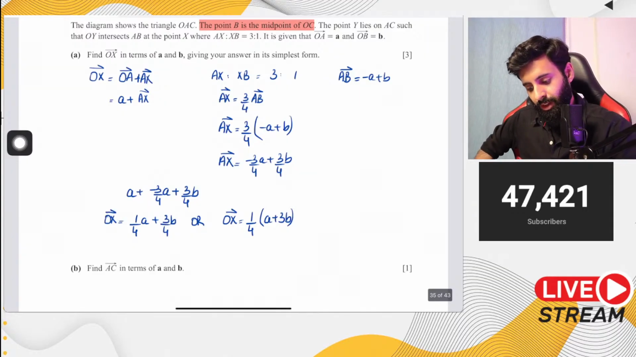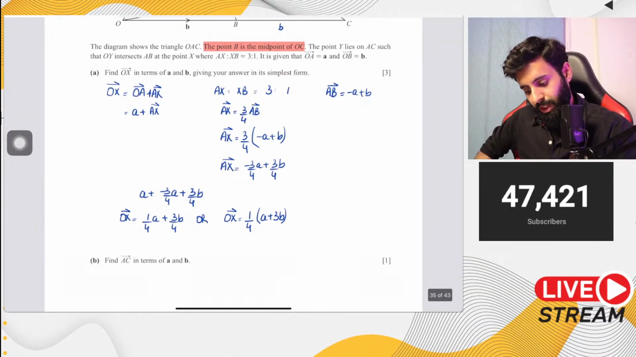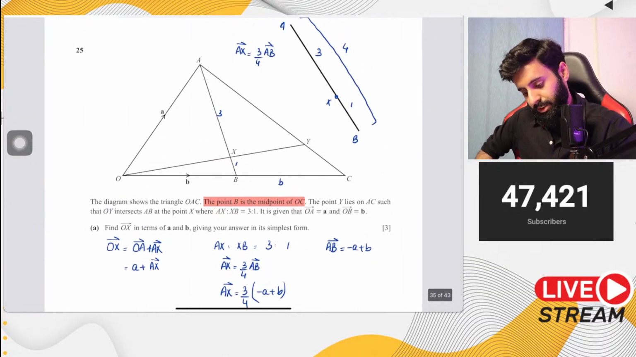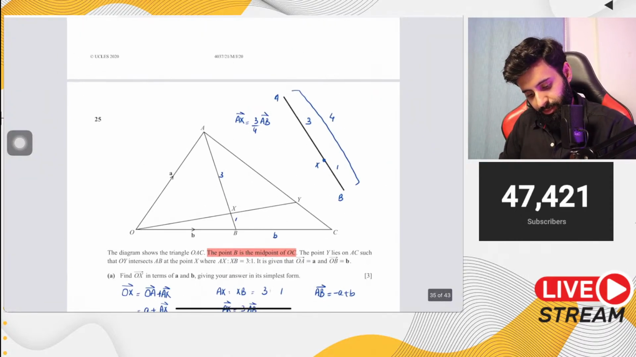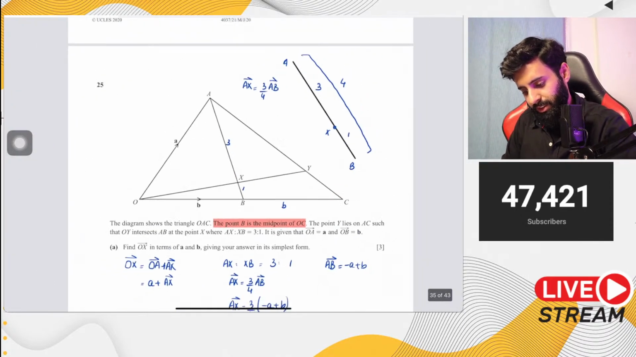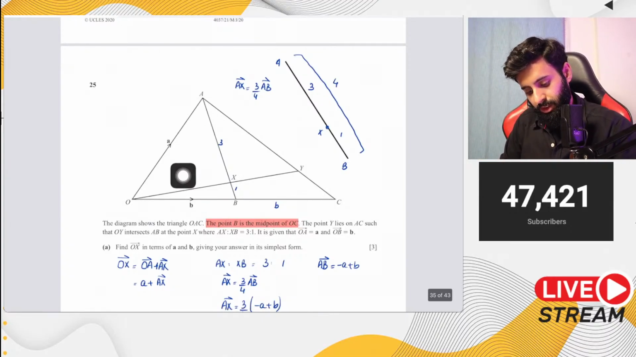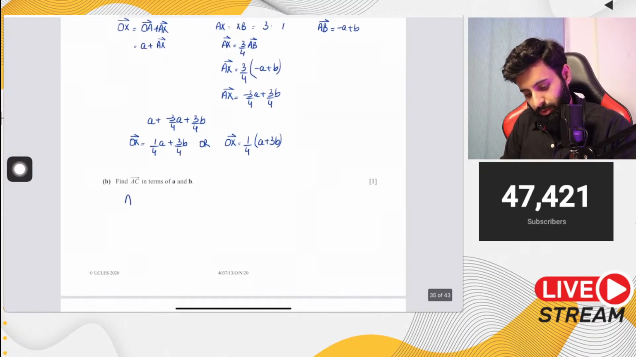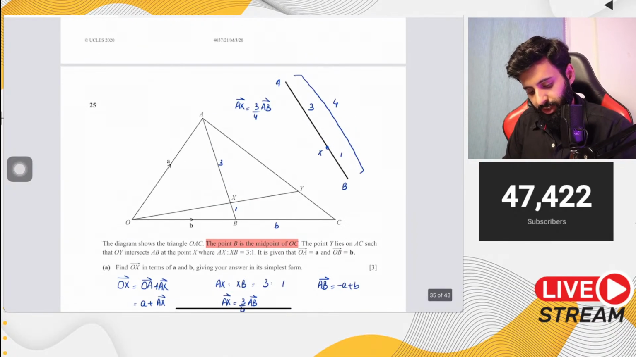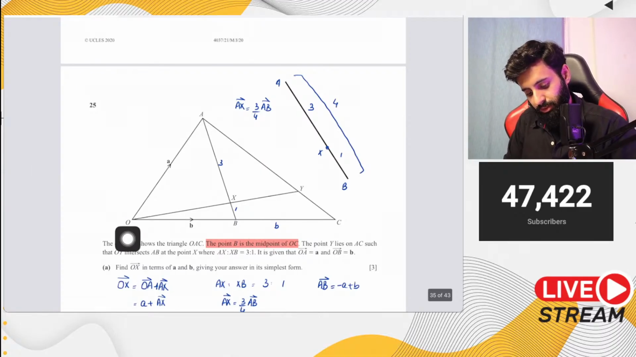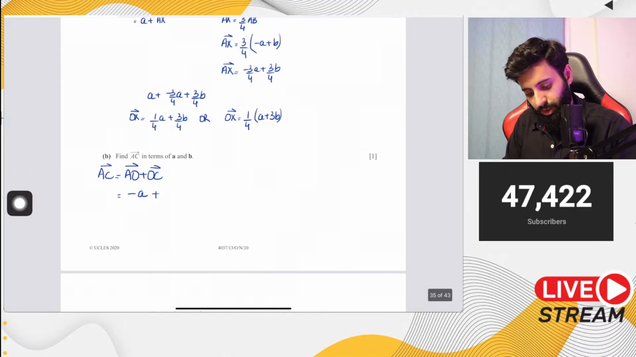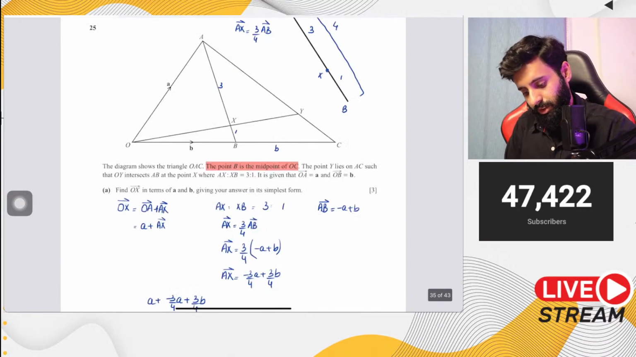Now we have to find AC in terms of A and B. I hope this is clear. Finding AC is easy. AC means going from A to O and then from O to C. So that will give us AC. Now AO is minus A, and OC is going to be 2B. So minus A plus 2B, and that gives us AC. So there you go. That's that.